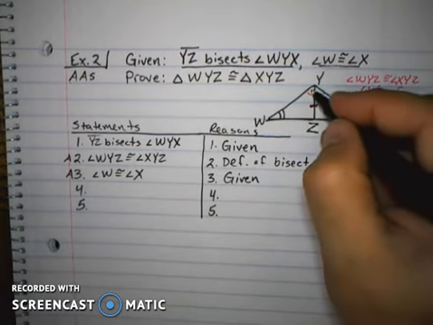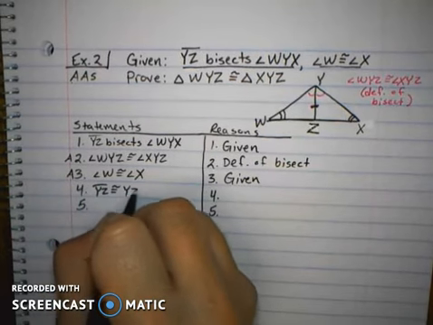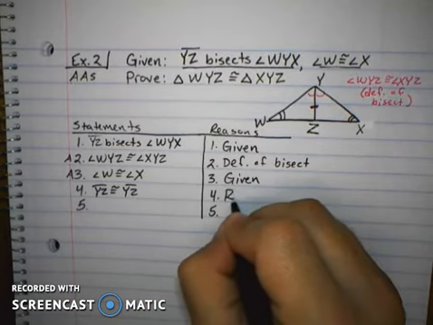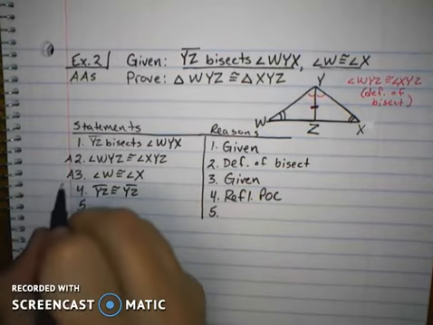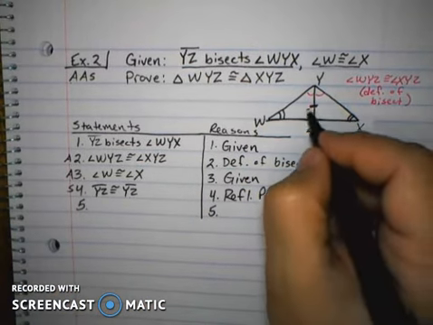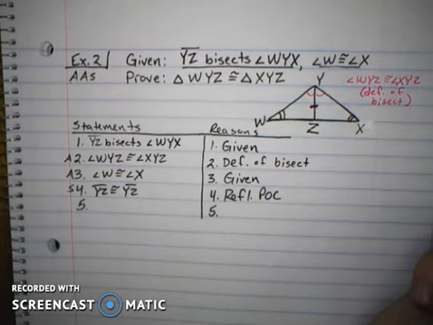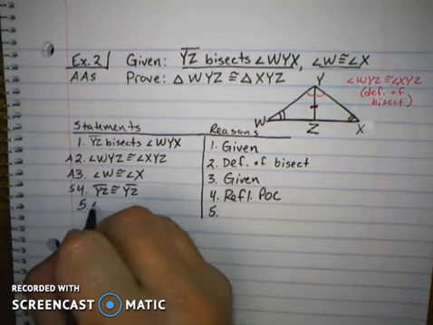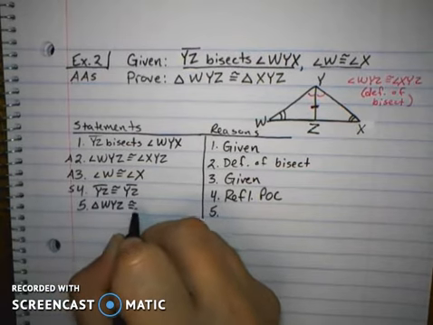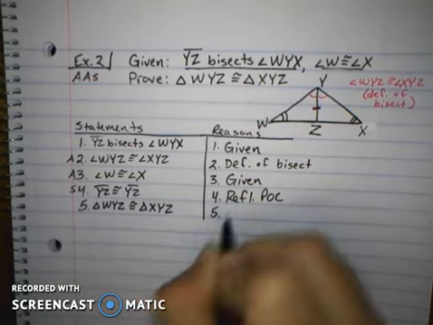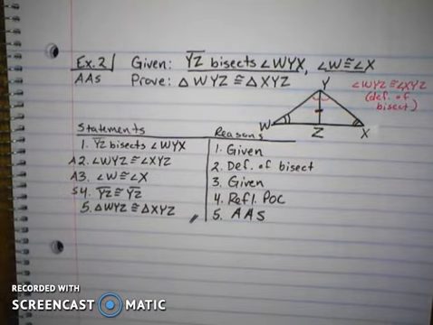And then number 4, we can state that YZ is congruent to YZ. Both triangles have that as a side, so by the reflexive property, we can state YZ is congruent to itself. That's the pair of congruent sides, and those are non-included sides between these two. This YZ segment is opposite angle W and opposite angle X. So we've shown angle-angle-side, which is enough to say the triangle WYZ is congruent to triangle XYZ by angle-angle-side, which is what we were trying to prove.